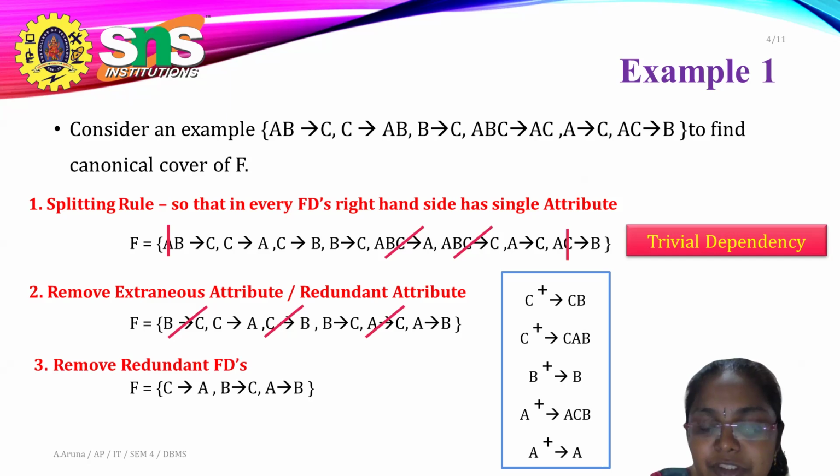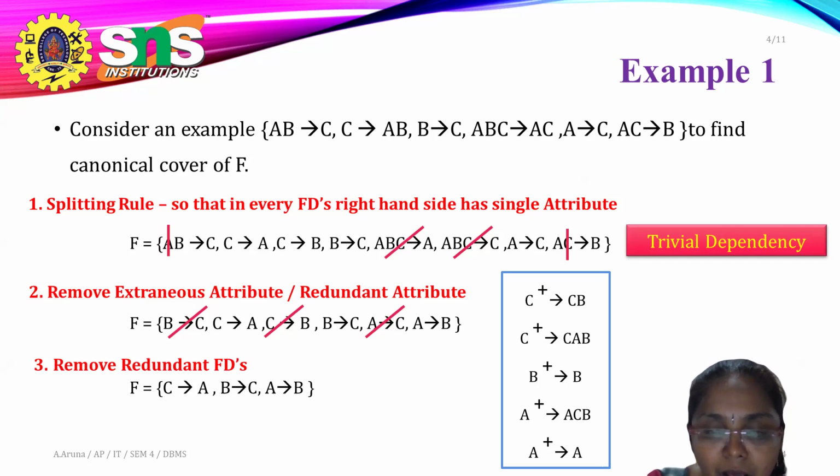Now I calculate the closure for this one. Through that, I can identify only C and B. I can't identify A. So this is not a redundant dependency. Similarly, C tends to B: is it redundant or not? I have to omit this one and check whether I can identify it through the others. If I calculate the C closure, I get C, A, B, so I can identify B. So this is a redundant dependency.